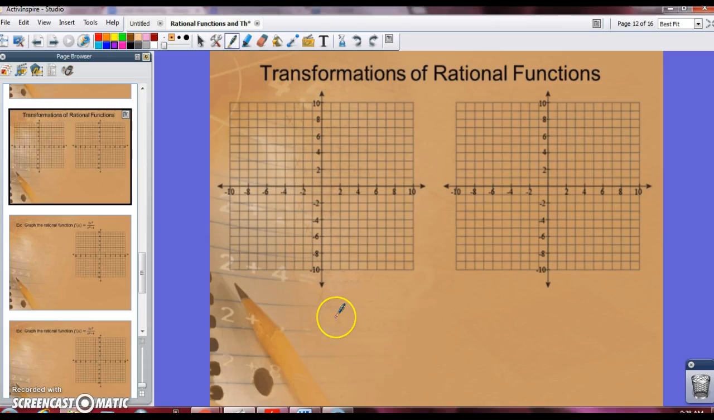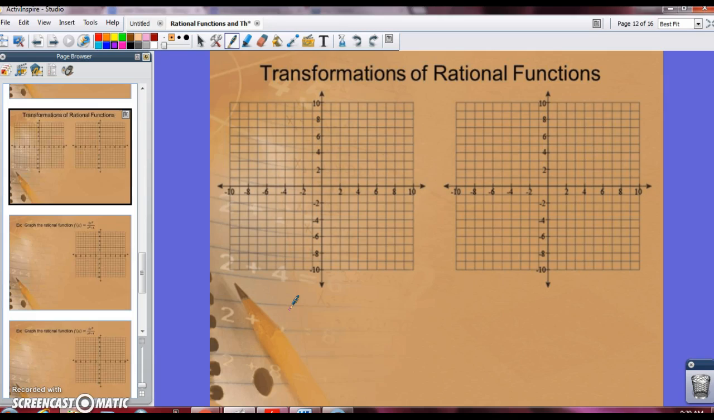Hi folks, today we're going to continue on with our discussion of rational functions. We're going to do a couple more examples. We're going to talk about transformations of rational functions real quick, and then we're going to get into slant asymptotes. But first let's talk about transformation of functions.